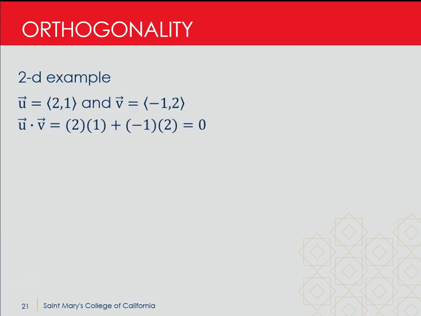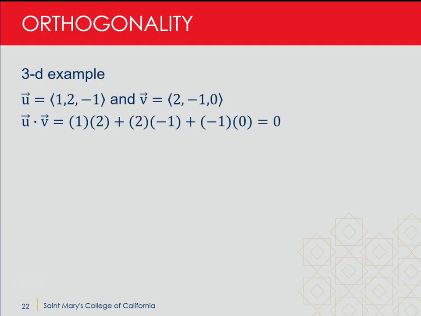Okay, so again, let's take a simple 2D example. So if we have u is 2, 1, and v is negative 1, 2. The dot product of those two vectors is 0, therefore they are orthogonal. Okay, they are perpendicular to each other. Similarly, if we do it in 3D, we take 1, 2, negative 1, and 2, negative 1, 0. Again, there the dot product is 0, and so the vectors are orthogonal.